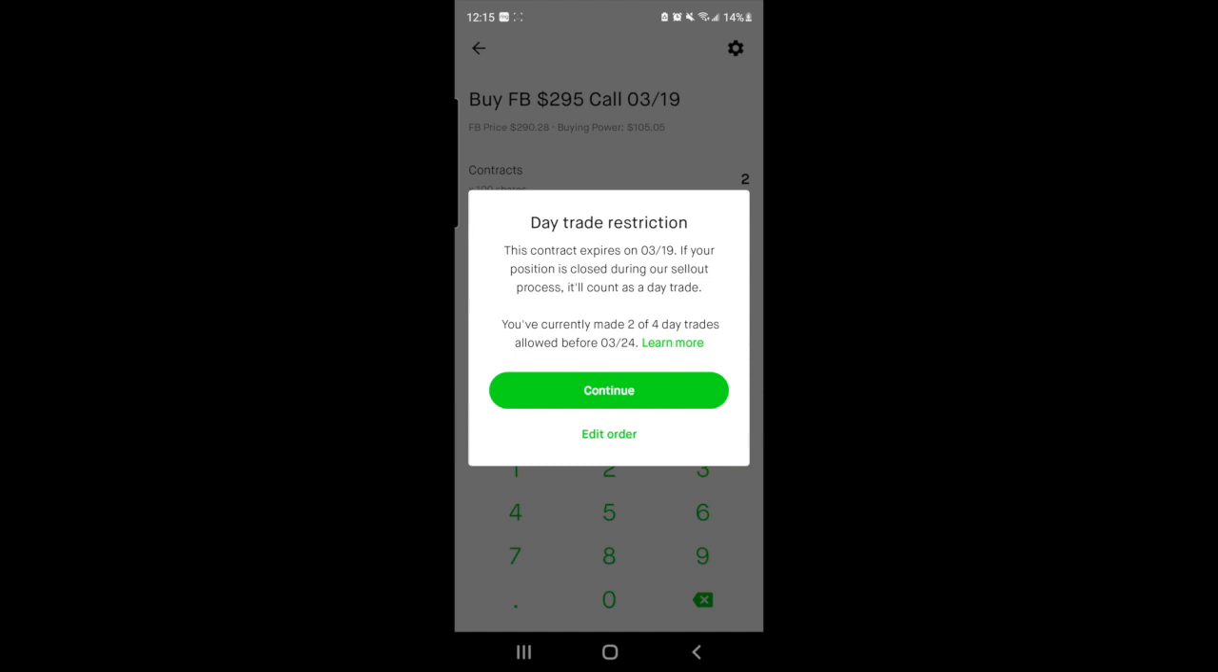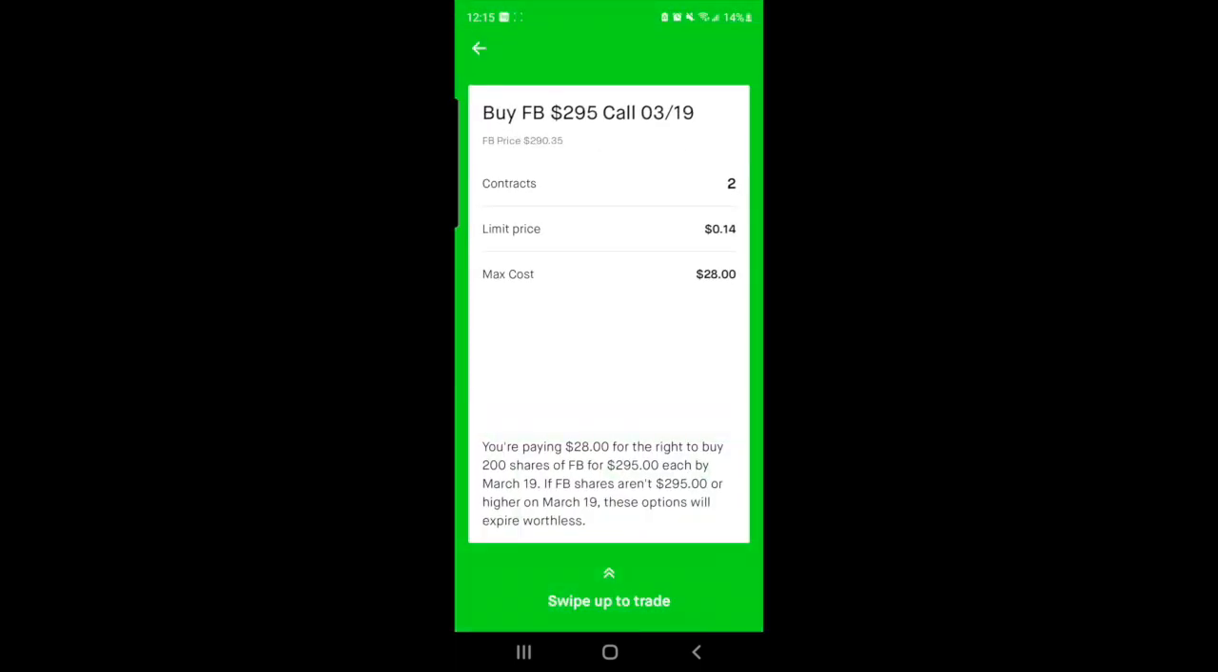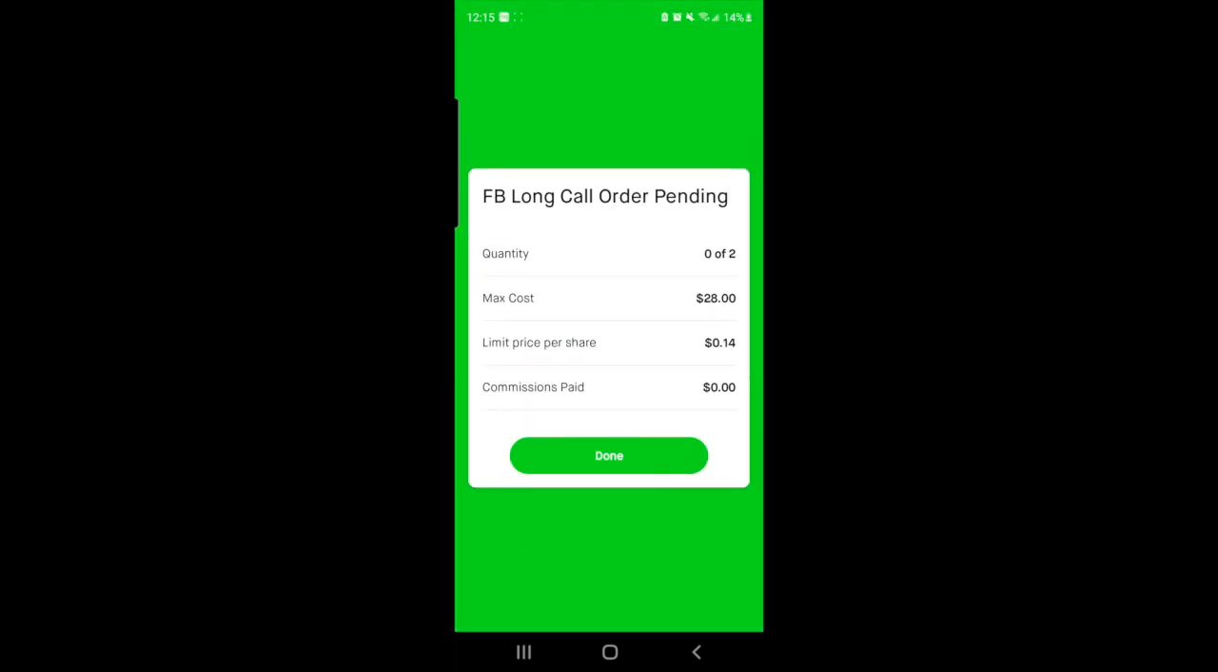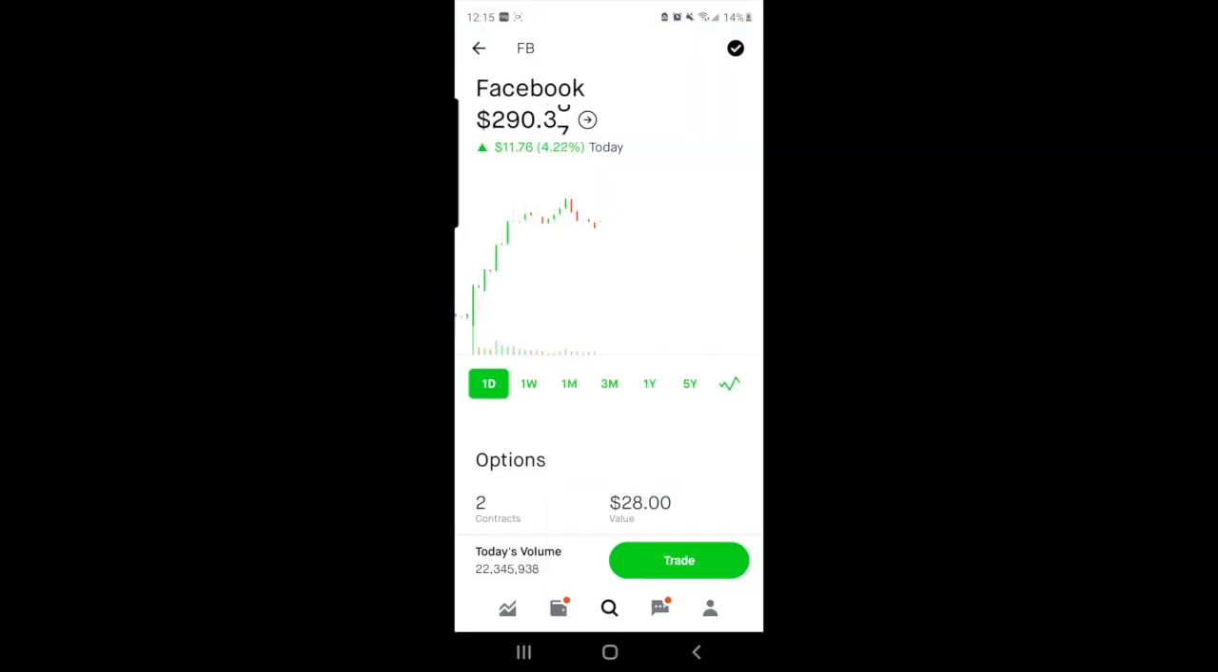And they'll ask you, are you sure you want to get into this trade? Are you confident you want to get in this trade? You only get a certain amount of day trades per trading week, and you don't want to bypass that number. So I'm sure I'm going to buy. You just simply swipe up and then you're done, right?